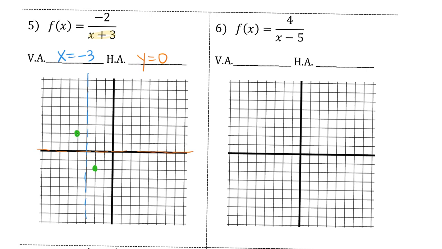Or I could plug in a number. My vertical asymptote is at -3, so if I plug in -2, I will get -2 over -2 plus 3, which is -2 divided by 1, which puts me at -2. If I plug in a number to the left, that's -4. -2 divided by -4 plus 3, -2 divided by -1 is +2.